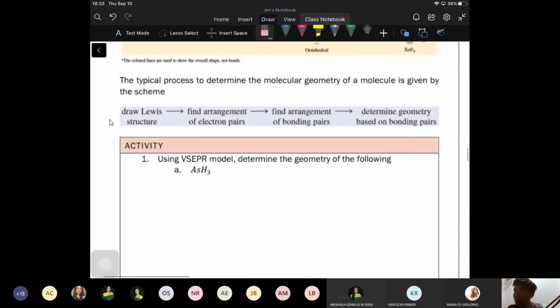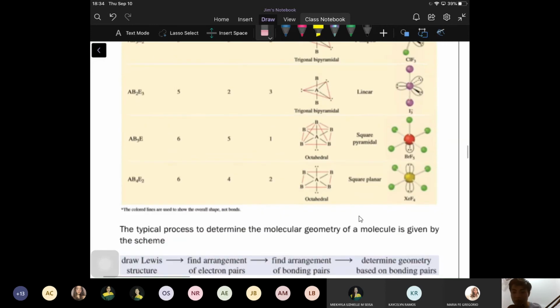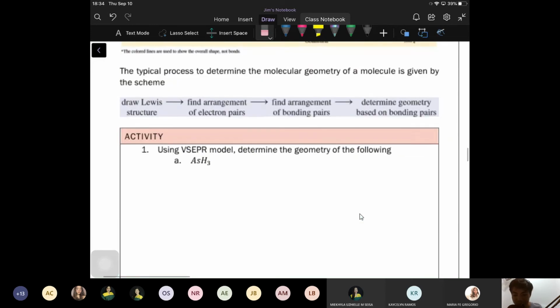Ito yung technique, no? You draw the Lewis structure. Keep in mind na sometimes the molecule may violate the Lewis structure, the octet rule. So, i-draw mo muna siya. Then, you find the arrangement. Ito yung codes, no? Pwede kang mag-AX2, E3, mga ganyang idea, no? So, kunin mo yung idea na yan. Then, hanapin mo sa table yung assigned geometry for that, no?